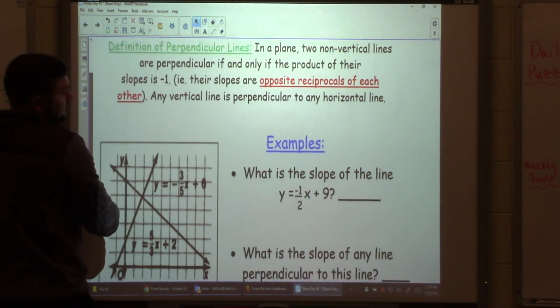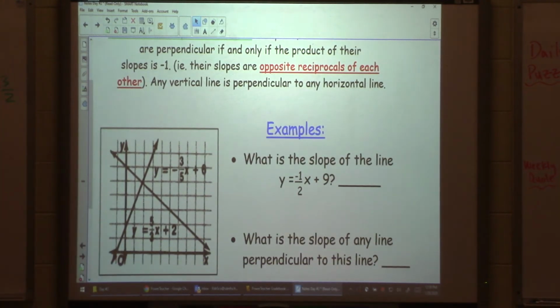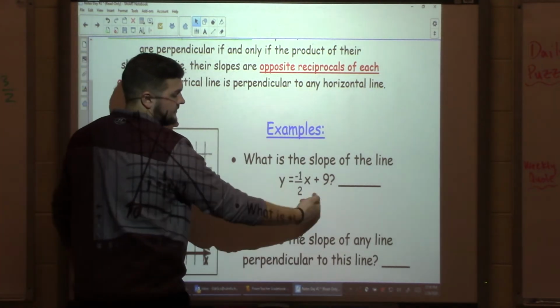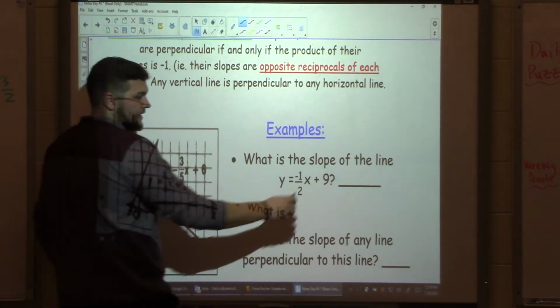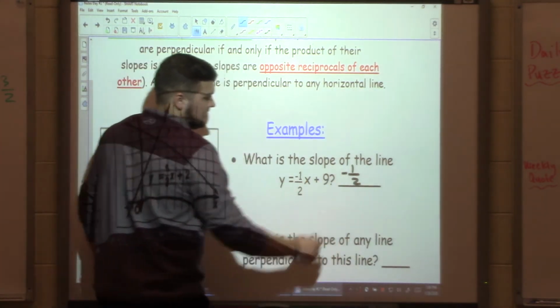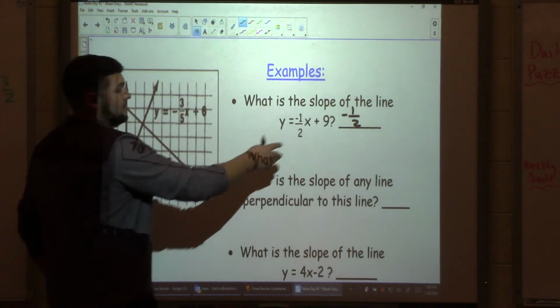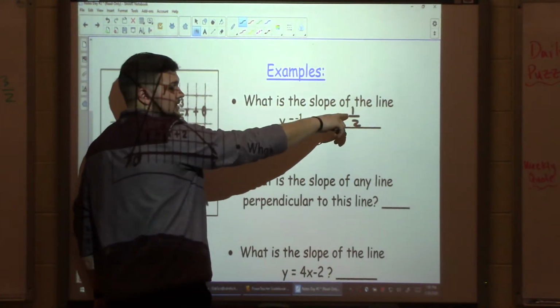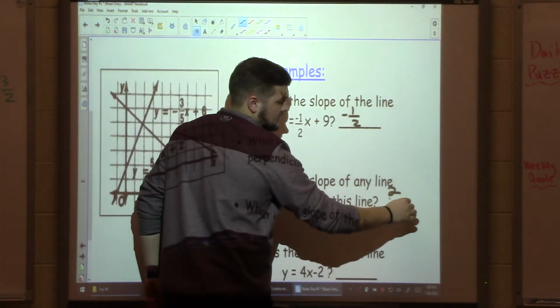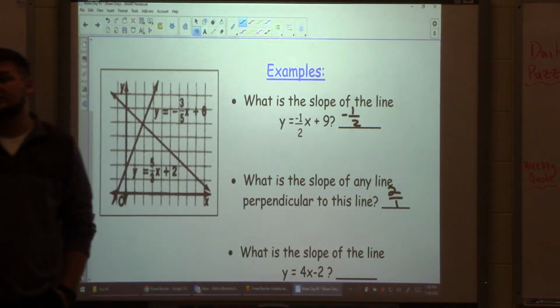So our example then, what is the slope of a line that has the equation y equals negative 1/2 x plus 9? What is the slope of this line right here? Negative 1/2. What is the slope of any line perpendicular to that line? 2. Not 1/2. Remember, we have to flip our fraction, and then make it positive. So it's going to become 2 over 1 or just 2.